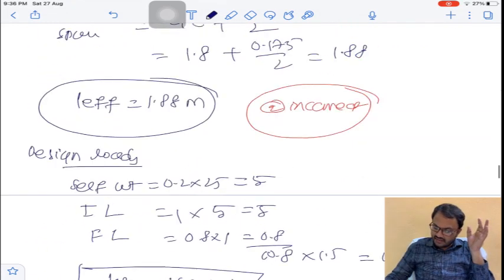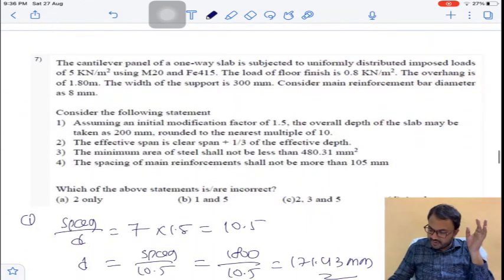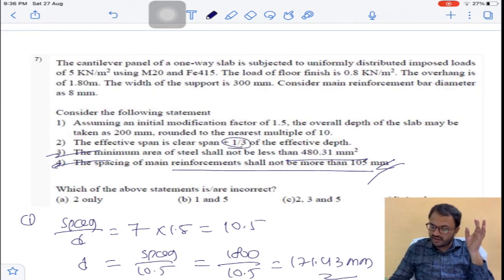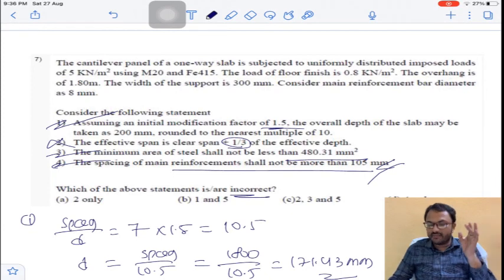So coming to all the statements, spacing of main reinforcement bar 105 correct. Minimum area of steel 480 is also correct. The effective span is not 1/3, it is half. It is wrong. And overall depth by assuming modification factor 1.5 is 200 mm. So the incorrect statement is only second. So the answer A for question number 7.